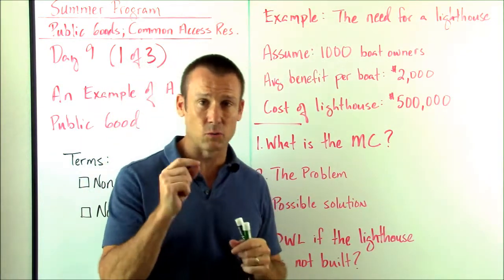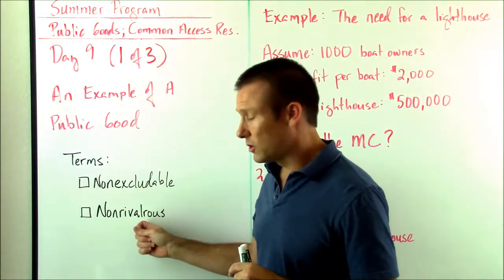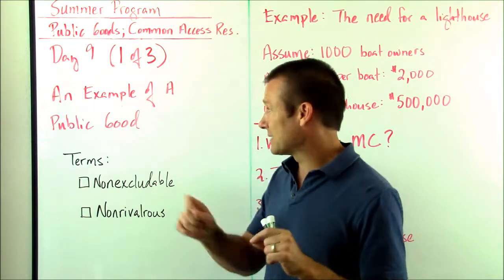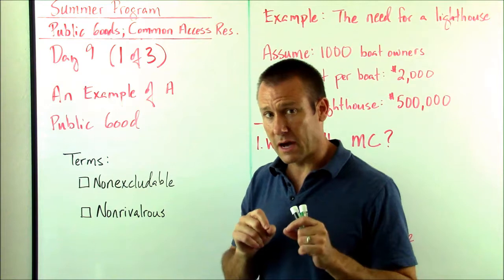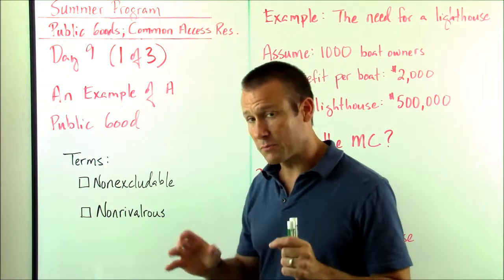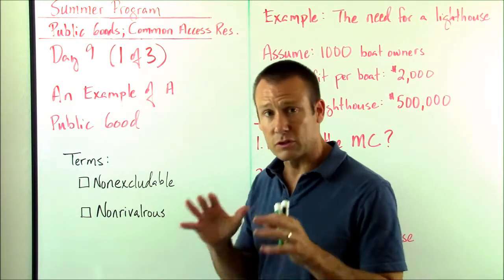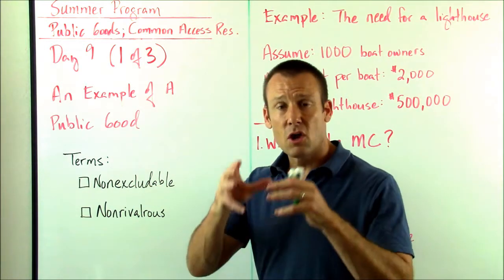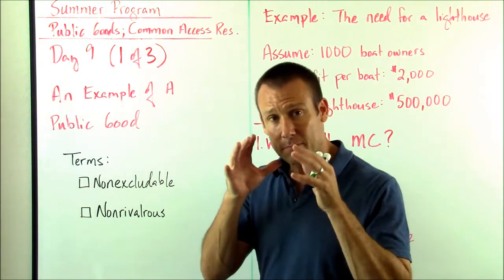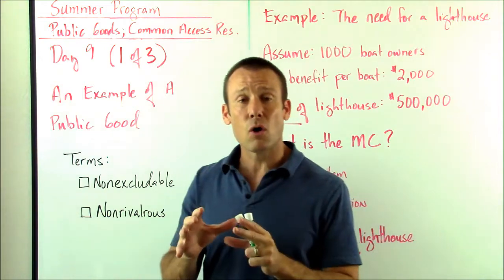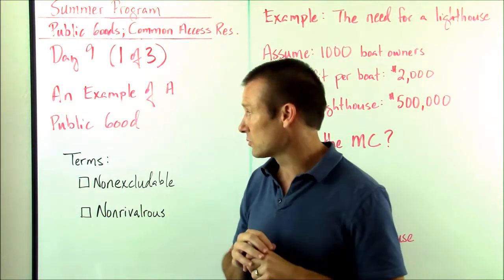Now, possible solution. In this situation where we have a non-excludable good and a non-rivalrous good, that's what makes it a public good to an economist, okay? And again, these are types of market failures. Goods that fit these two things absolutely mean that good is a market failure. The market left alone is going to fail to achieve max social surplus.